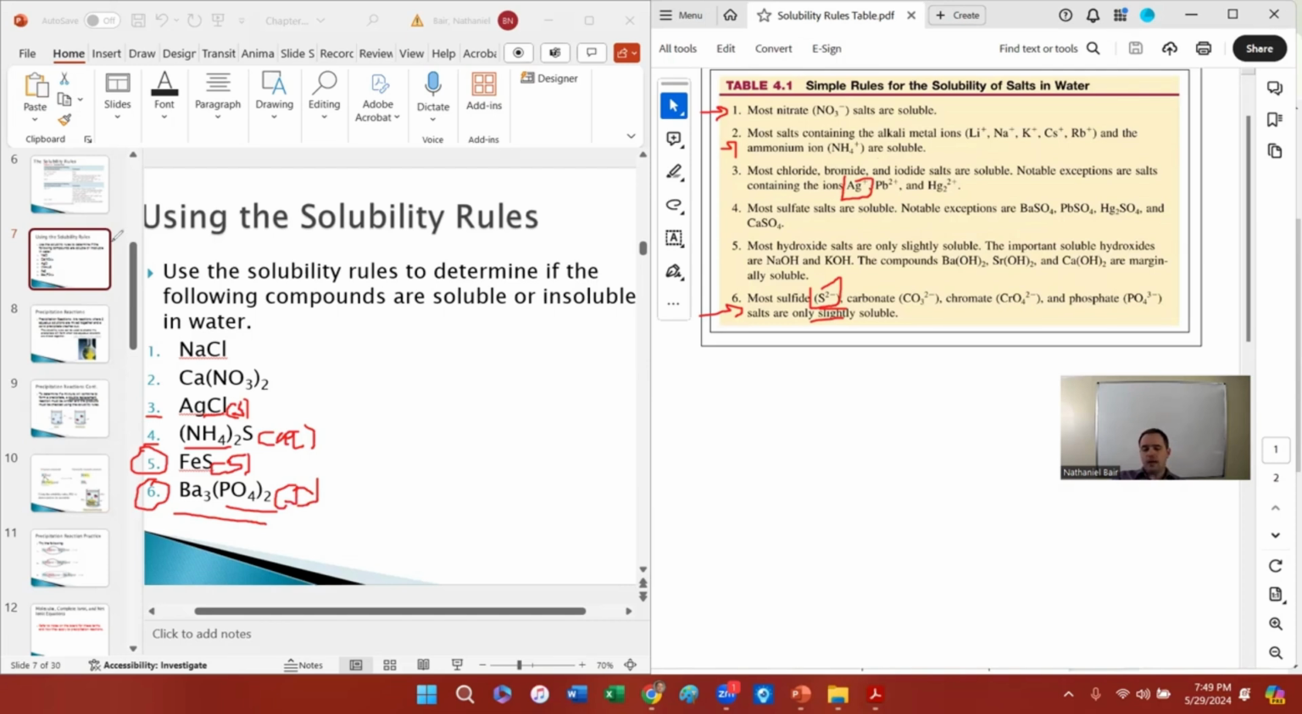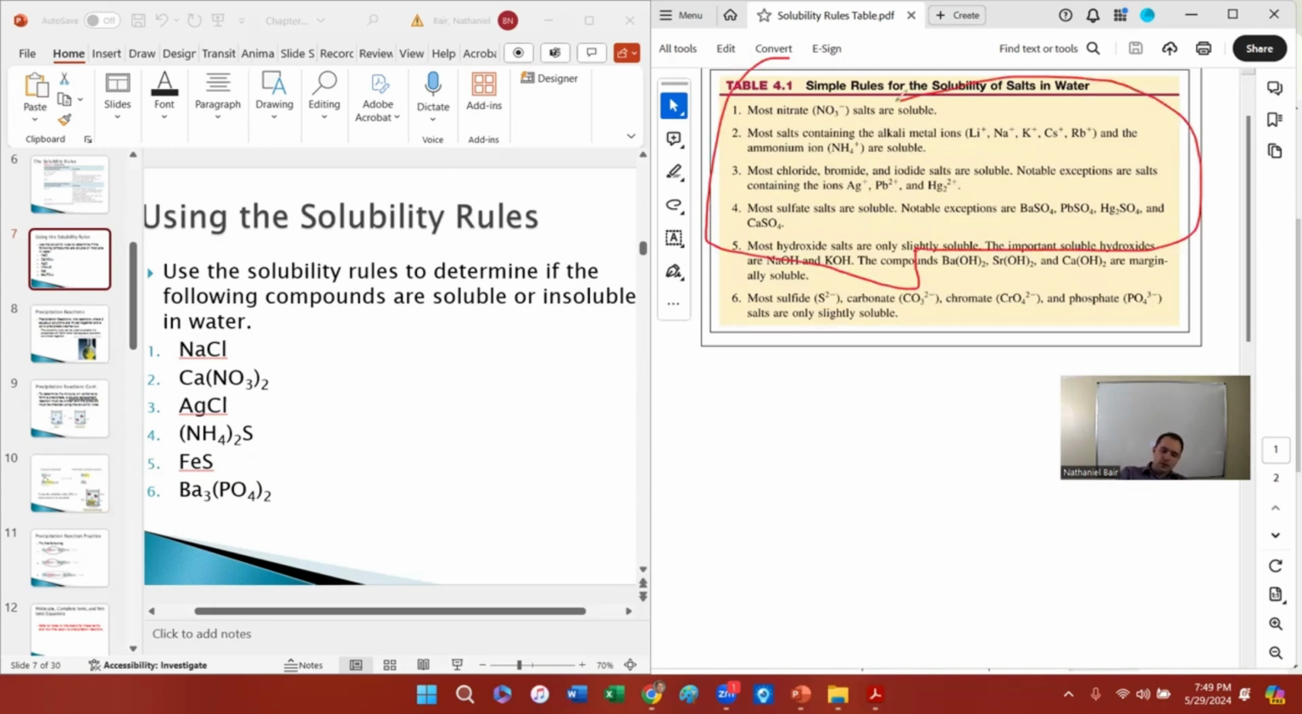Awesome. Any questions on how we did any of those? You do not have to memorize the solubility rules. I will give you a copy of the solubility rules. You do not have to memorize it.